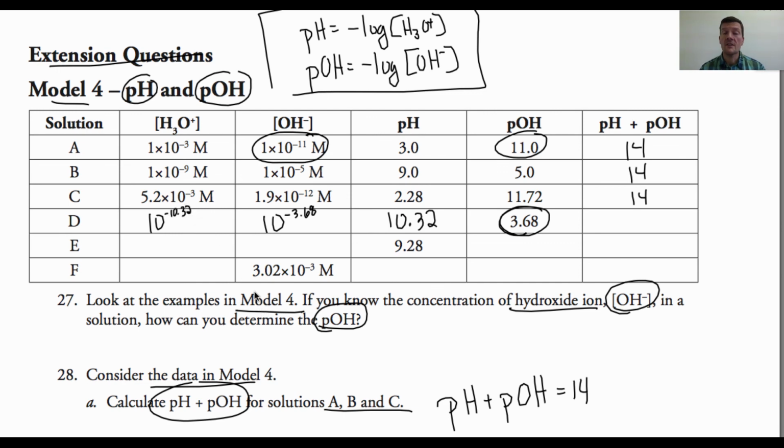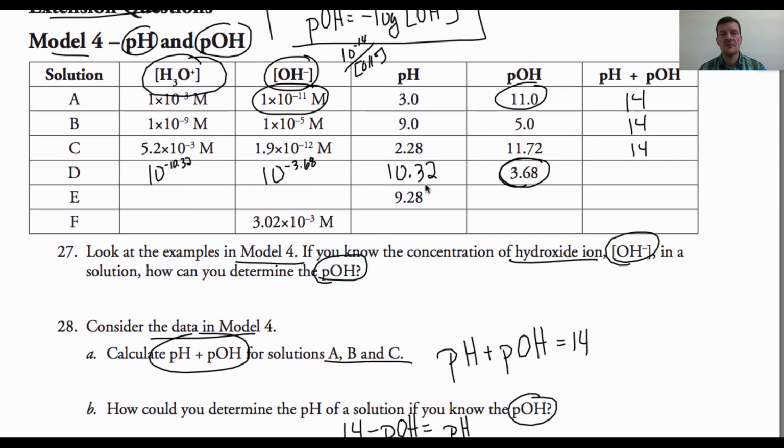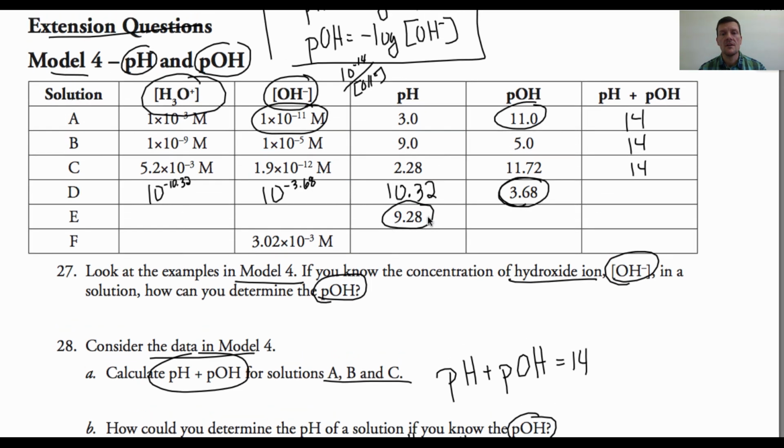Or once I know the concentration of hydroxide, I could have taken 10 to the negative 14 and divided by the concentration of hydroxide to find the hydronium. So you can see that if you just have one of these, I can find all of the other four.